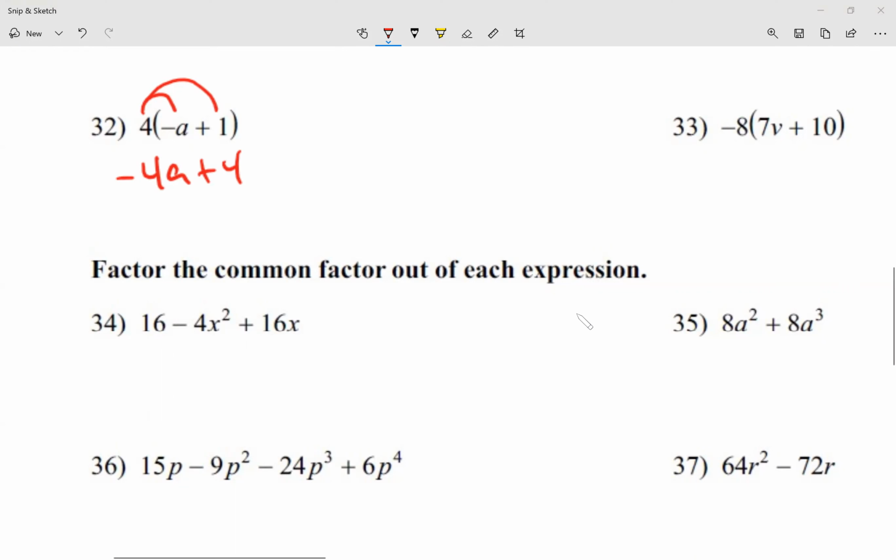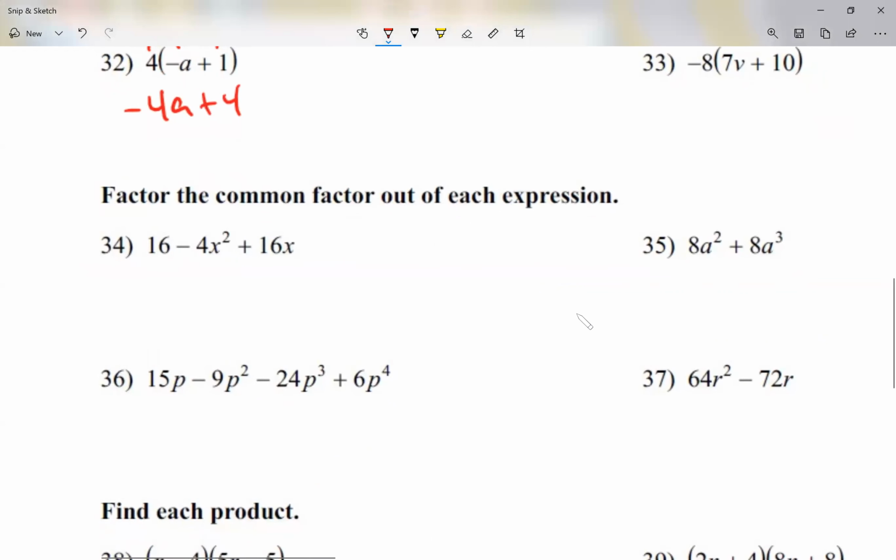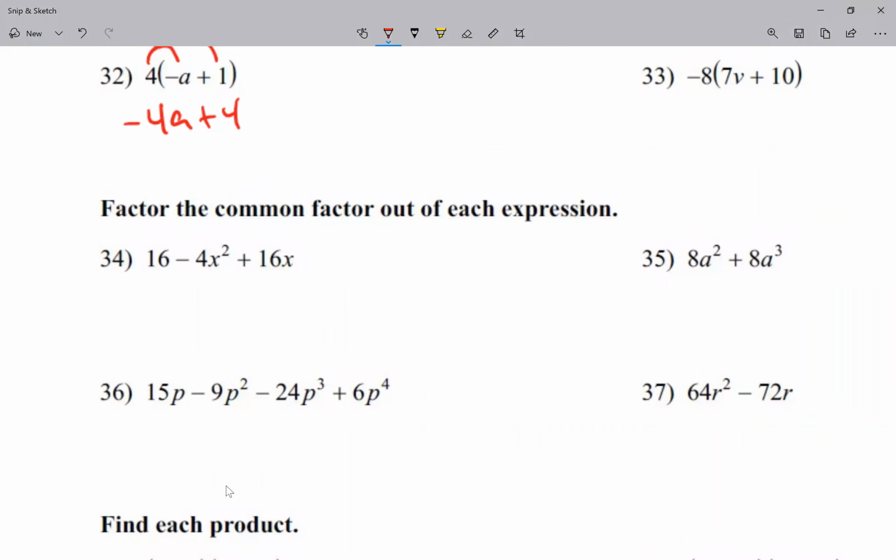So now I'm looking at number 34. When it says factor the common factor out, what we're going to be doing is the distributive property backwards. So again, we did distributive property yesterday. Now, when we factor the common factor out, we're basically going to do the distributive property backwards. All right, so what does that mean?